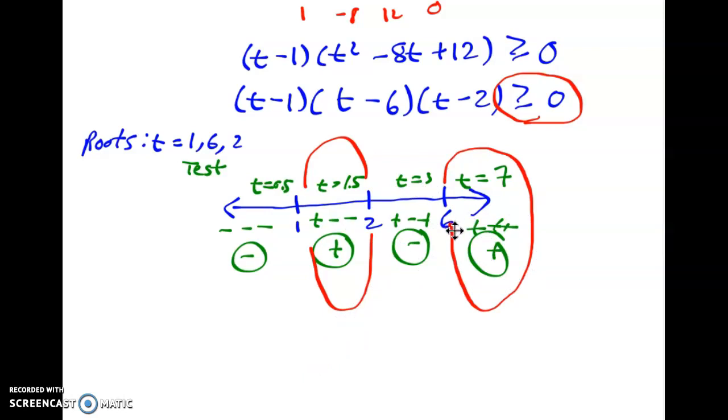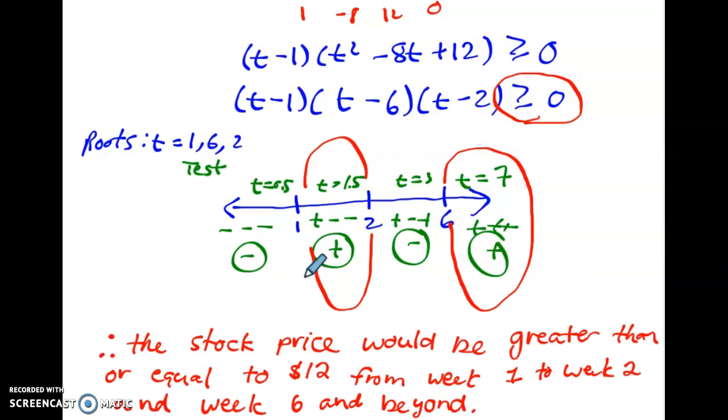So now we just need to write out a therefore statement. So the stock price would be greater than or equal to $12 from week 1 to week 2, and from week 6 beyond.